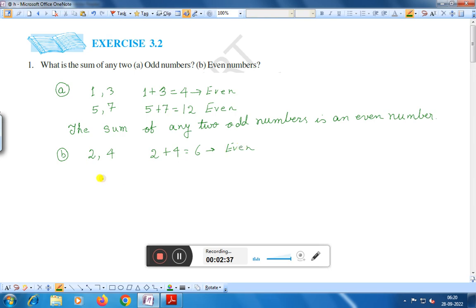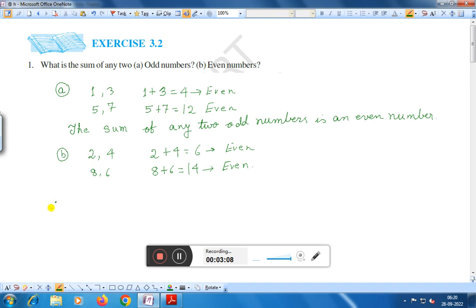If we take another example, suppose 8 plus 6. We add the numbers, 8 plus 6 is equal to 14, which is also an even number. Therefore, we can say that the sum of any two even numbers is an even number.